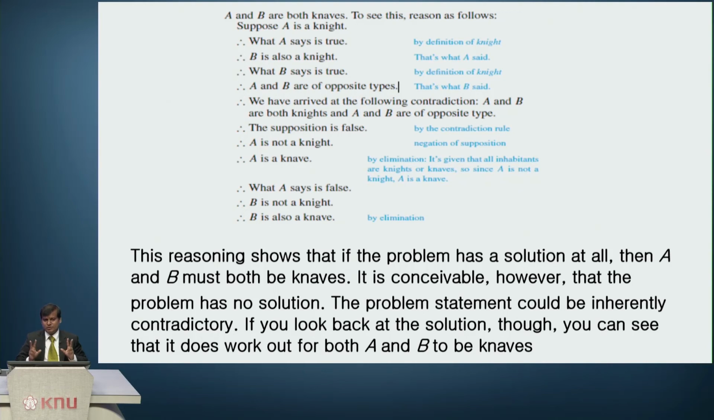In fact, the problem seems to have no solution because the problem statement could be inherently contradictory. If you look back at the solution though, you can see that it does not work out for both A and B to be knaves, because there is going to be another contradiction coming up.